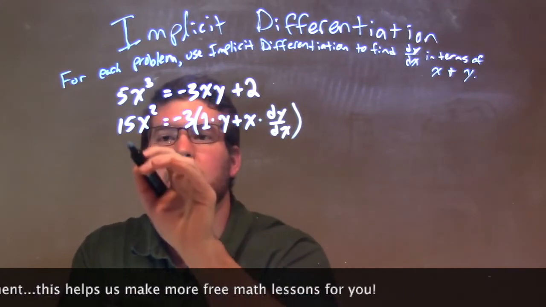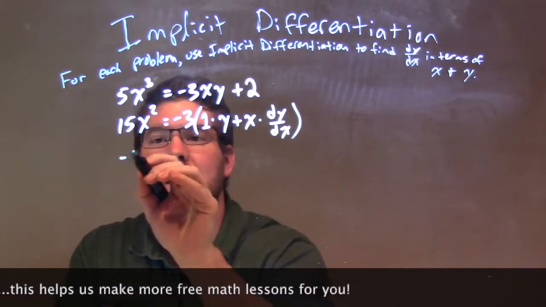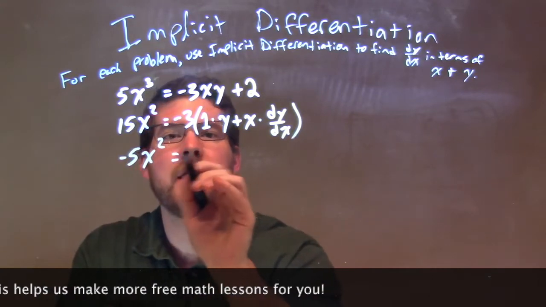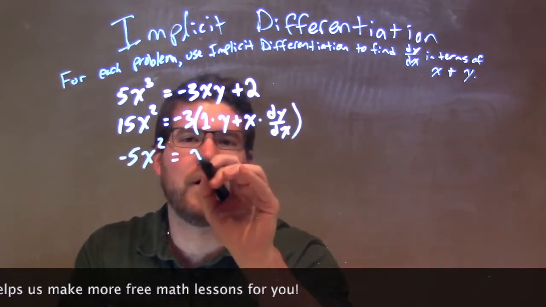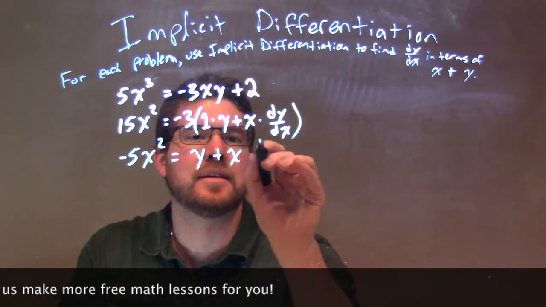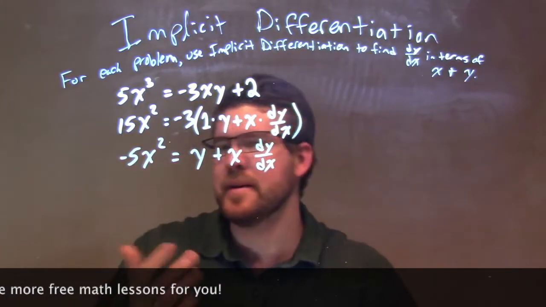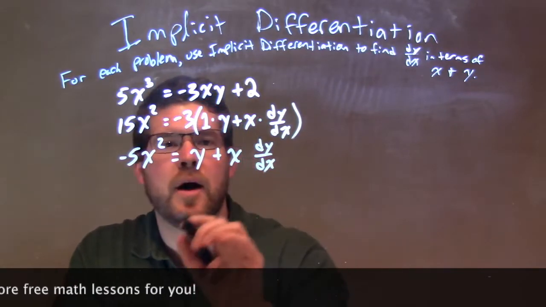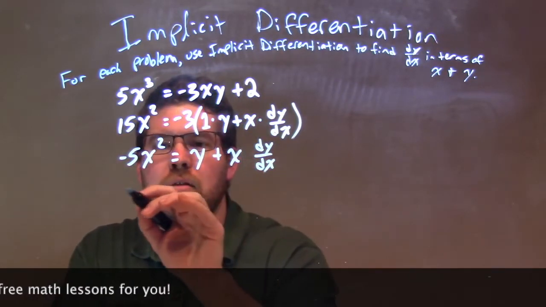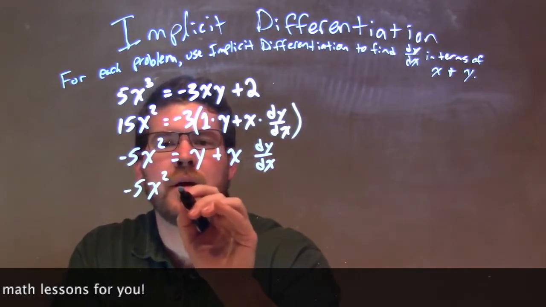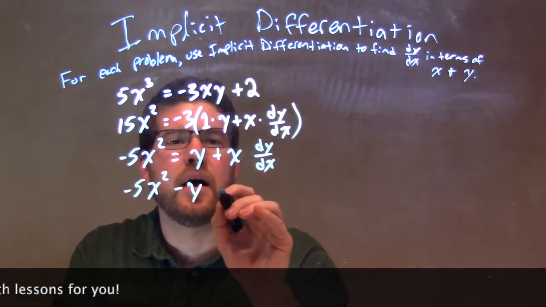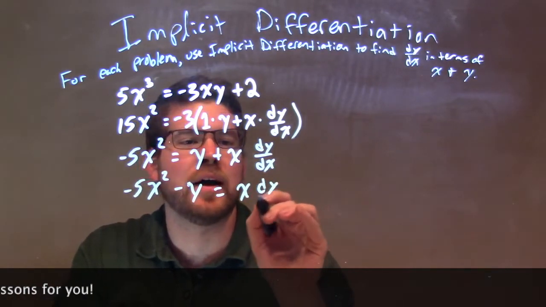So we're left with, well, divide by negative 3 on both sides, we have a negative 5x squared over here, equal to 1 times y, which is y, plus x dy/dx. Now I'm going to subtract y from both sides. In doing so, I have negative 5x squared minus y equals x dy/dx.